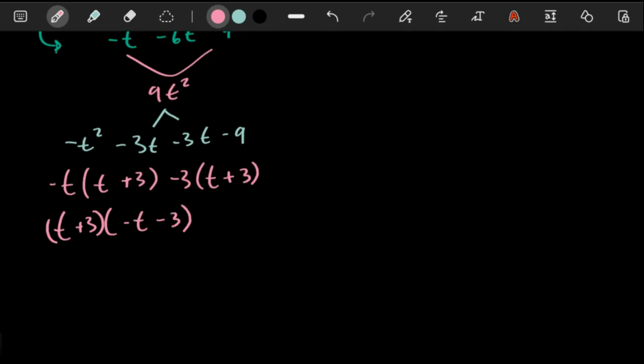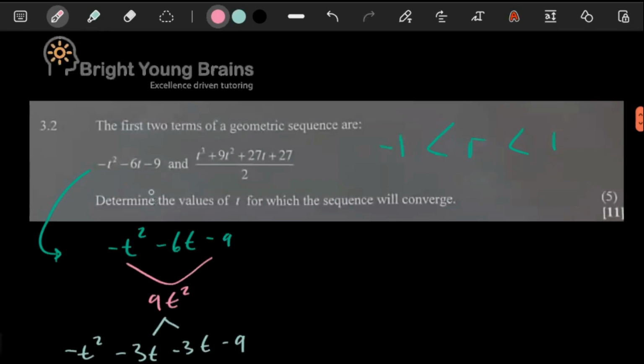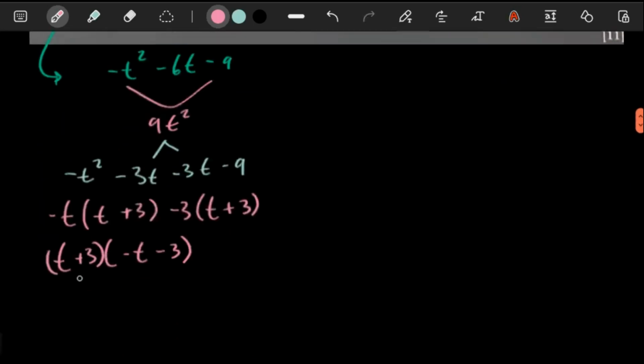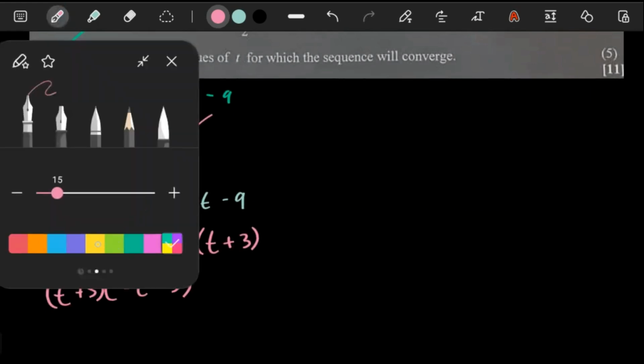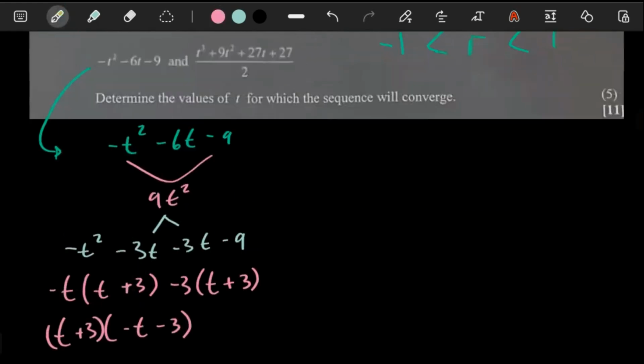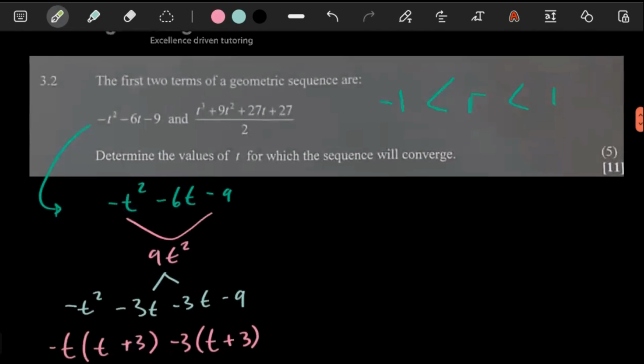Perfect. I feel like them using t was just them being so mean, because working with variable t is not the nicest thing. So this factorized gives you these two brackets. The reason I factorized is because normally if you're dealing with an expression that's just all over the place, the best thing you can do is to factorize it. Same here, you see.